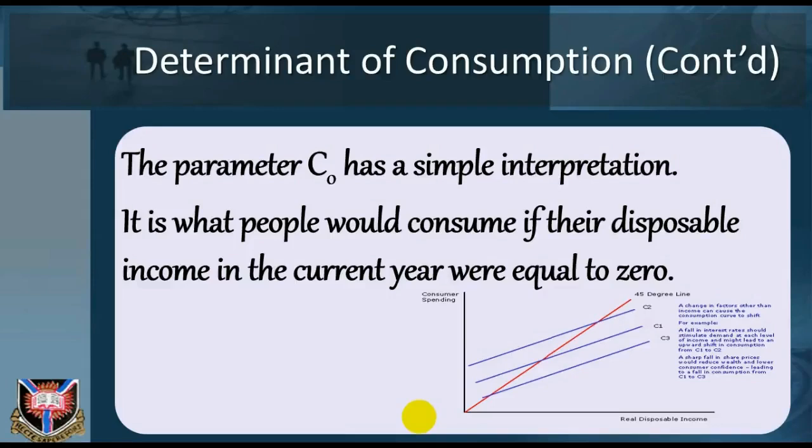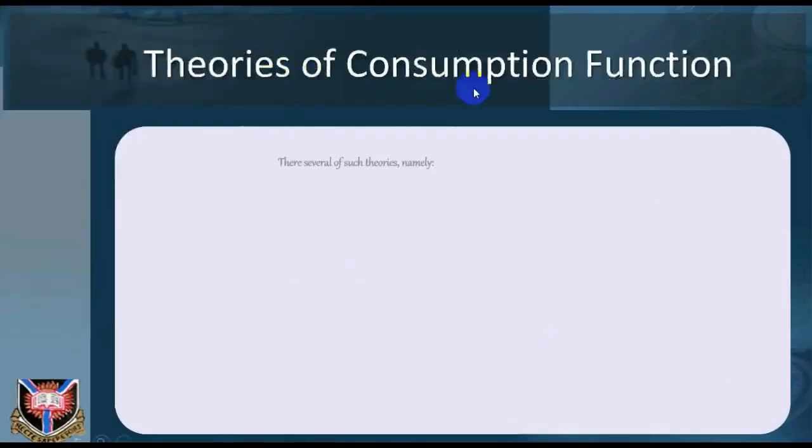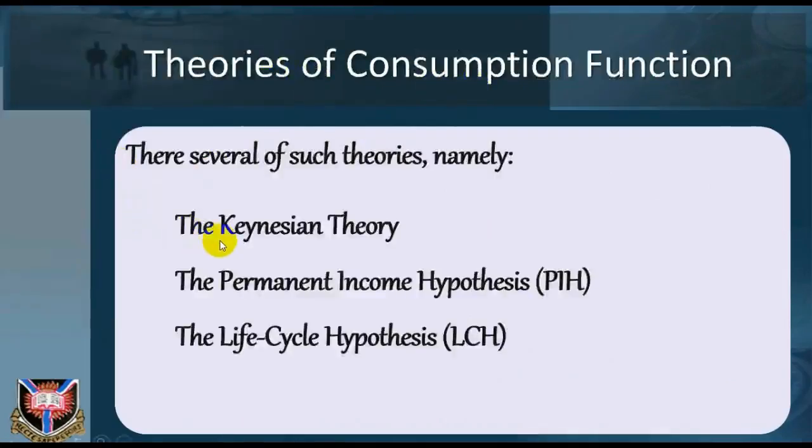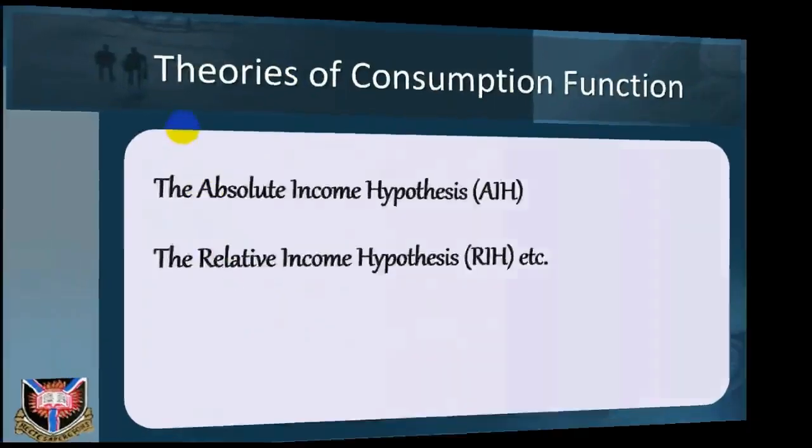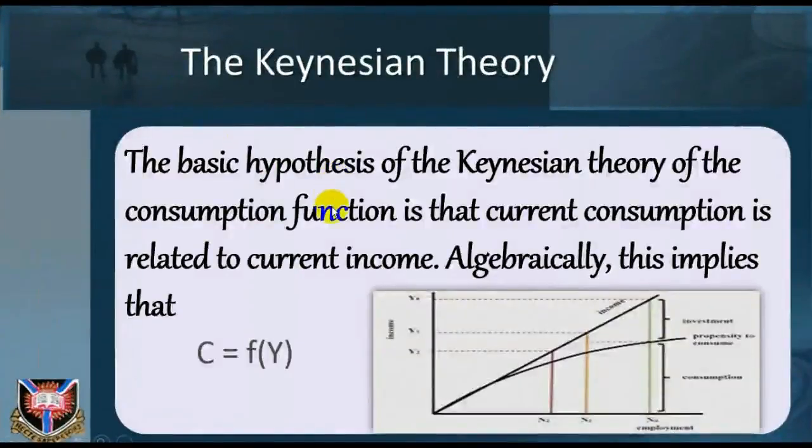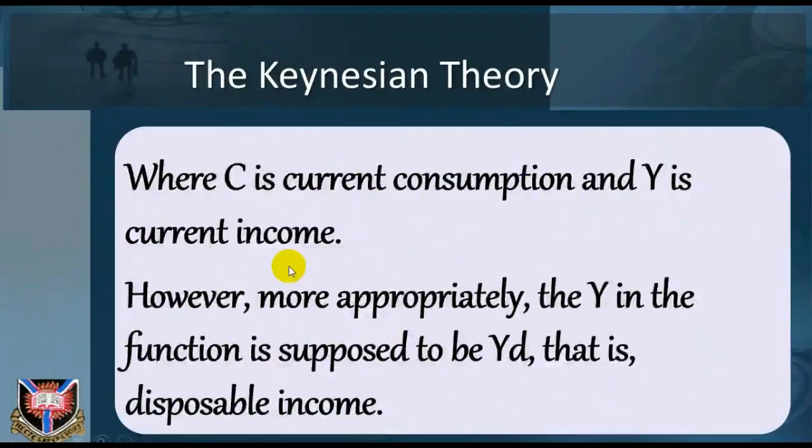Theories of consumption function. The Keynesian theory. The basic hypothesis of the Keynesian theory of the consumption function is that current consumption is related to current income. Algebraically, this implies that C is a function of Y, where C is current consumption and Y is current income. However, more appropriately, the Y in the function is supposed to be YD, that is disposable income.